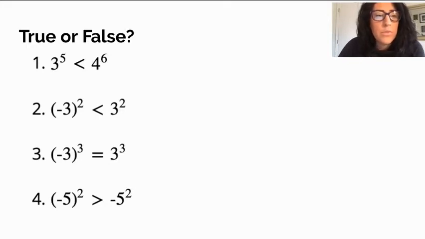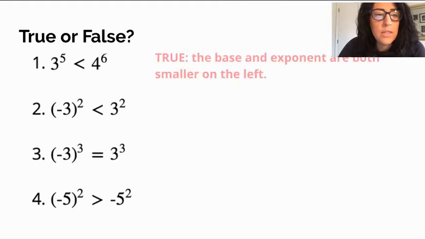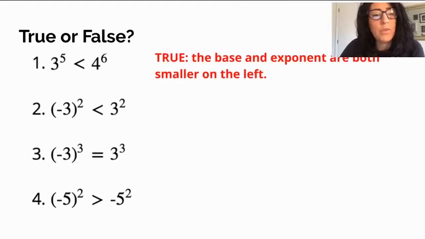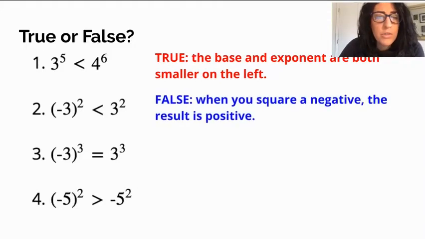So the first one, 3 to the 5th is less than 4 to the 6th, is a true statement because the base and the exponent are both smaller on the left side. Now, maybe you went ahead and evaluated each side, which is still a fine strategy, but just looking at that base and exponent, you should be able to determine that it's true. Number 2 is actually false.